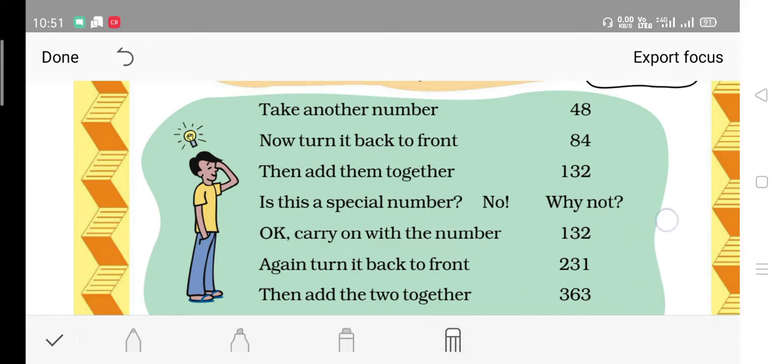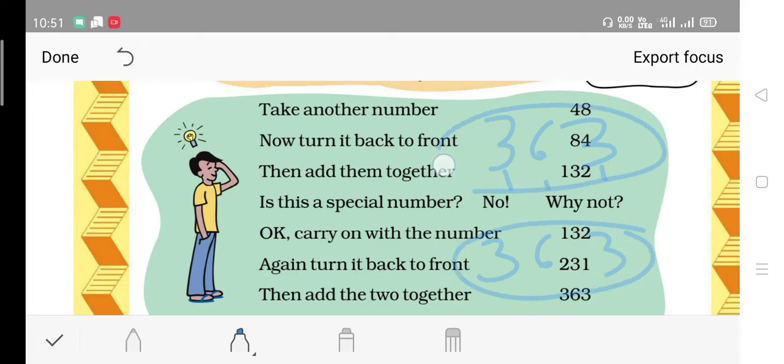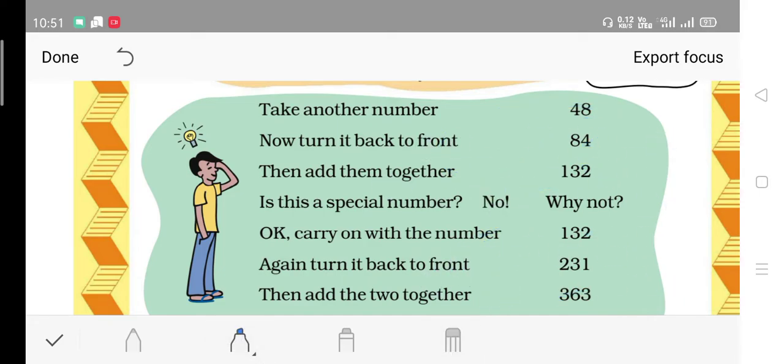Now why is this a special number, you know? See, if you write 363 and you reverse this order, 3 first, then comes 6, then comes the other 3. If the order is changed, the number does not change. So can you say whether this 363 is a special number? Yes, this is a special number, because when you change the order from backside to front, the order changes but the number remains the same. So that's why this is called a special number.